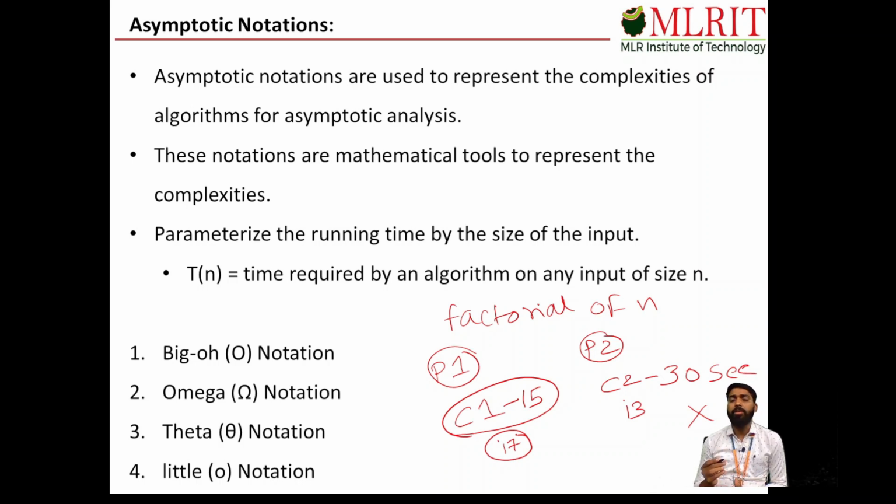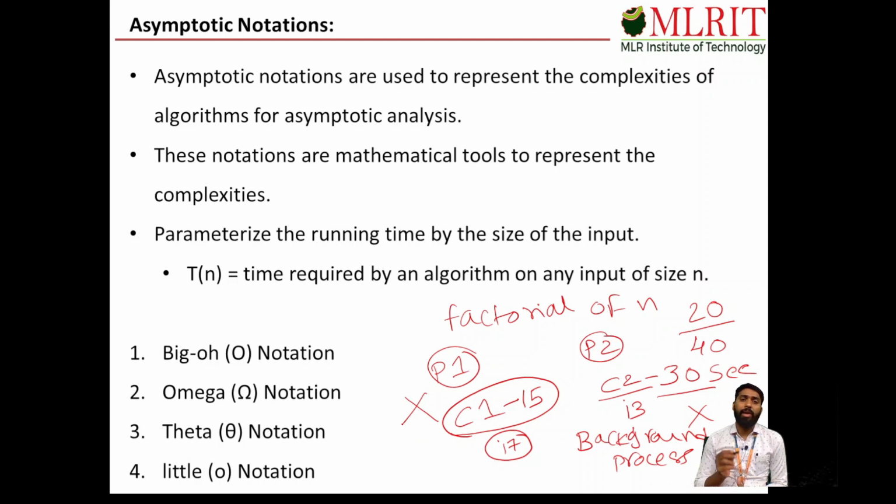Why? While we are executing the program, there are some background processes executing, and based on this also the time will vary. When we execute C1, maybe there are 20 background processes executing. While we are executing C2, maybe there are 40 background processes executing on the same computer. Then the execution time will also increase. So we don't consider this also.